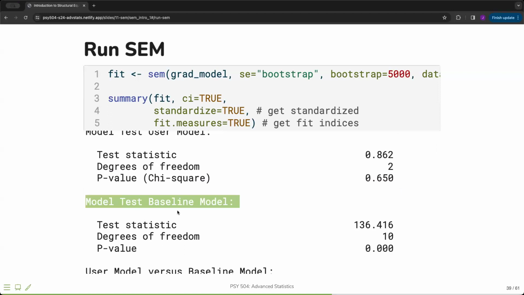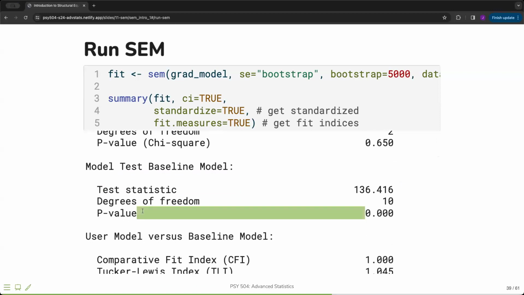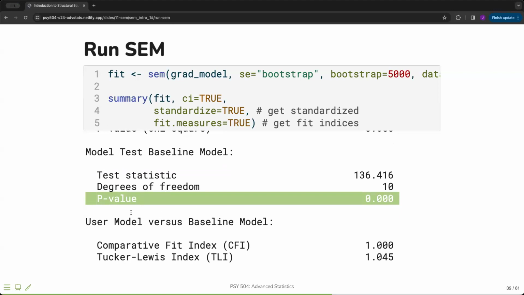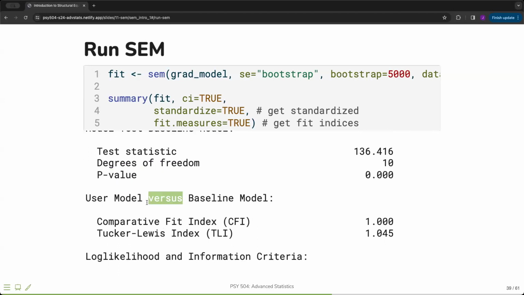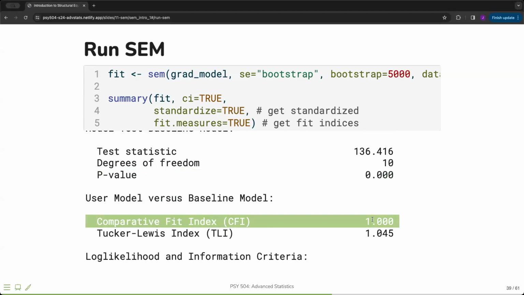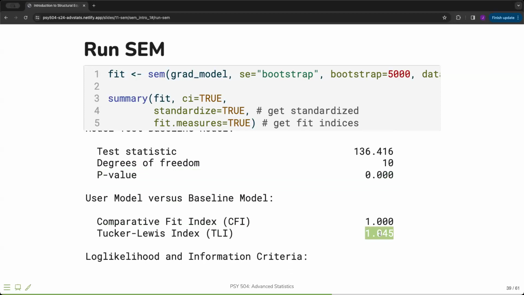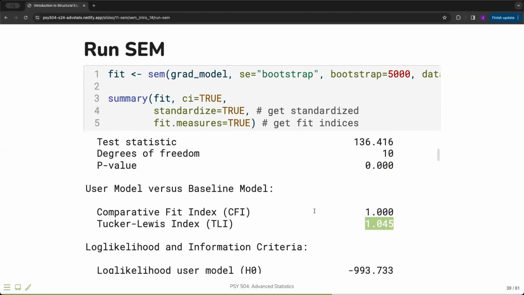The model test baseline model is basically a model where there are no relationships between the variables. Here, the p-value is statistically significant, but we don't really care about this. We use this in comparison to our model or our path that we specified. We can compare the model that we specified against the baseline model, and then we can get the CFI and TLI statistics, and these are 1. So is that a good thing or a bad thing, that both of these are 1? In the TLI case, it's over 1. Yeah, that's good, right? We want this to be as close to 1 as possible, so that's good.